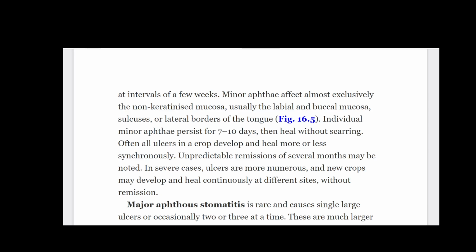Ulcers can be designated as major form on the basis of size, duration, or both. A cutoff diameter of 10 mm is often taken as the upper limit of the minor form, but size should not be an absolute criterion.